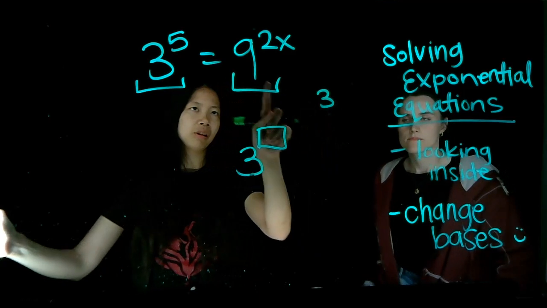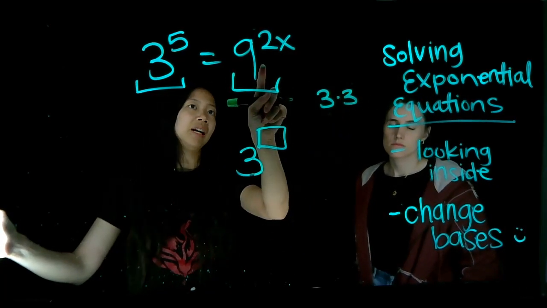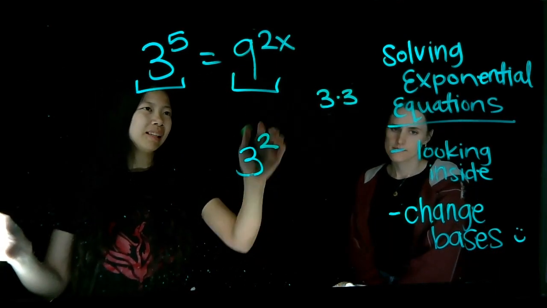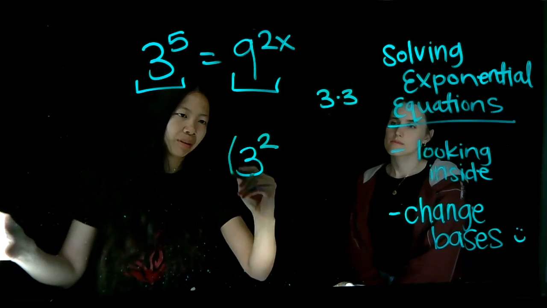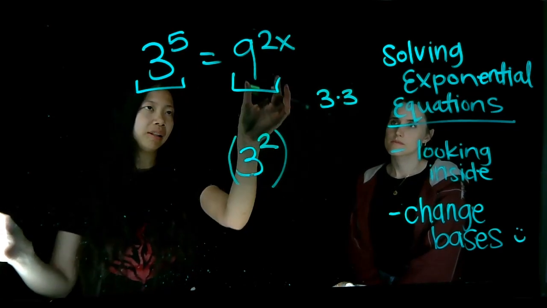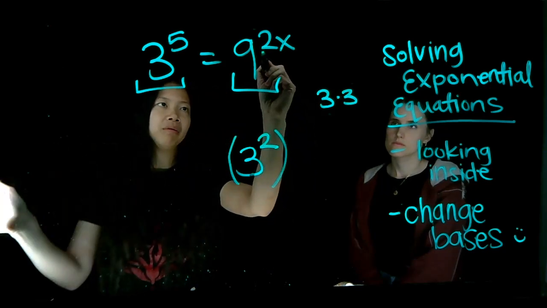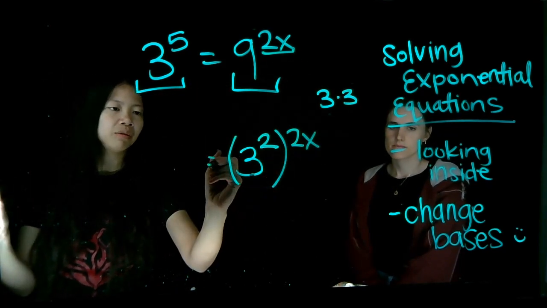Okay, I know 3 isn't quite 9. Okay, let's do times 3. 3 times 3 is 9. So I know that I can rewrite 9 as 3 squared. Because this is also all being raised to the 2x, it's very key that I put parentheses around this, because all of 9 is the same thing as 3 squared, and all of that is being raised to the 2x. So we got 3 squared to the 2x power equals 3 to the 5th.